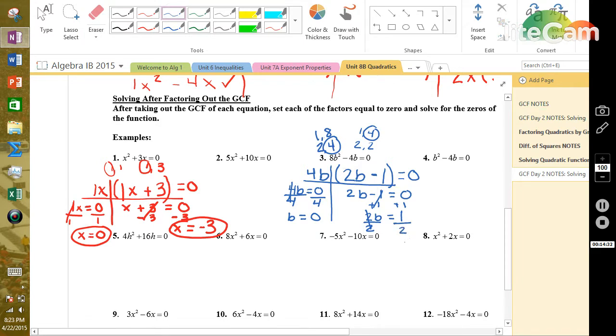So I have b is equal to 1 divided by 2, which is 1/2. So my two solutions are b equals 0 and b equals 1/2.